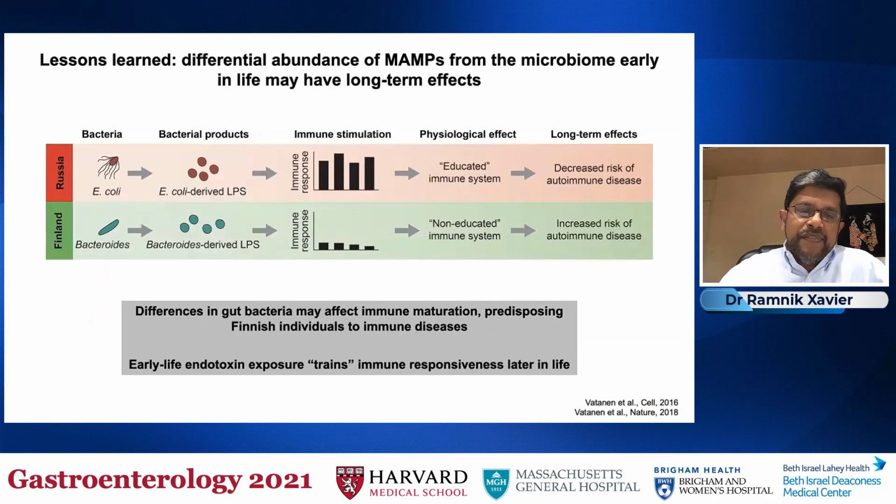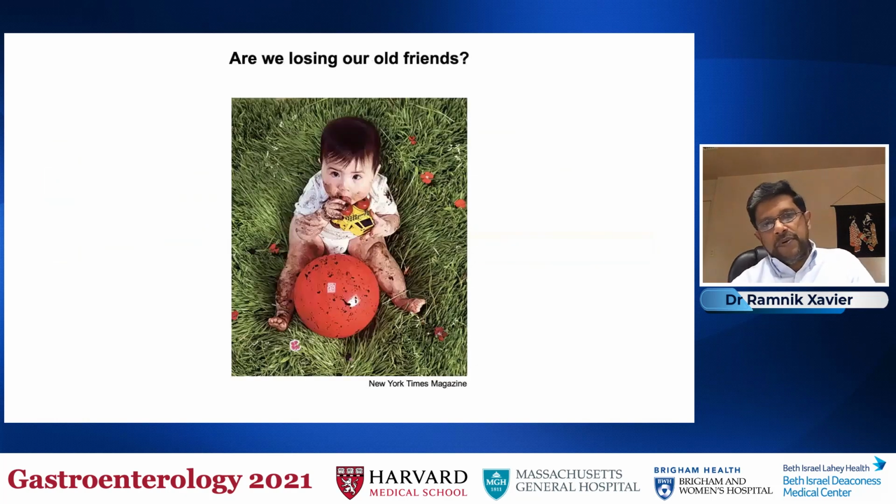So what we learned out of this is that there is an important component of immune education. If you were born in Russia, you were exposed to E. coli LPS, and that stimulated the mucosal immune system and generated an educated immune system that decreased the risk of autoimmune disease. Whereas in the case of Finland, you saw a 5 acyl chain LPS that resulted in a non-educated immune system that increased the risk of autoimmune disease. So the question is, are we losing our friends?